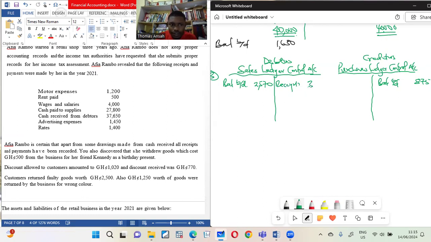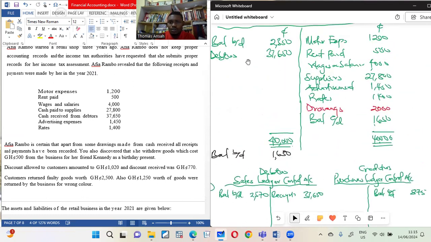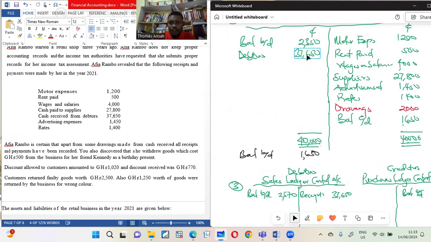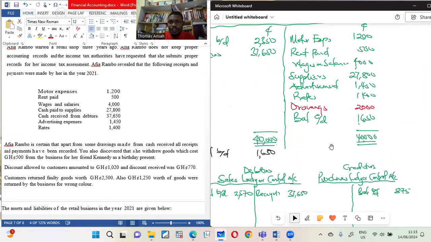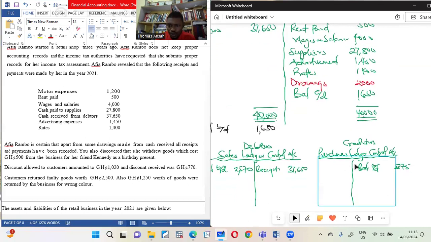We have 37,650. So once again, by double entry, remember when we were doing our cash book, what did we do? We debited the figure. So you see corresponding credit. That's how double entry works. The same thing, this one, the suppliers, there is payment. So you have to do payment.